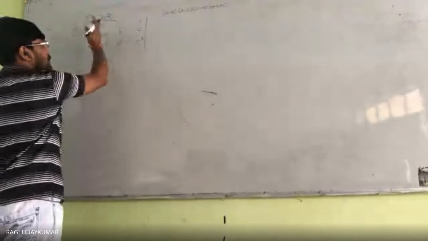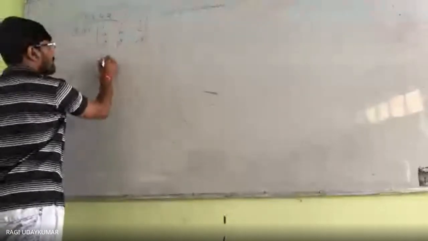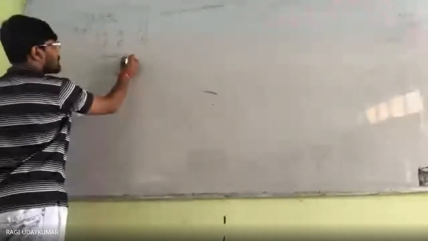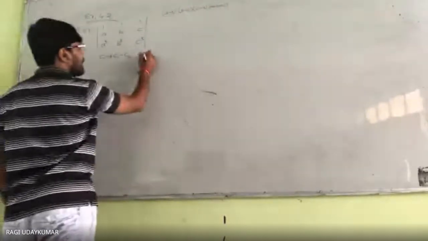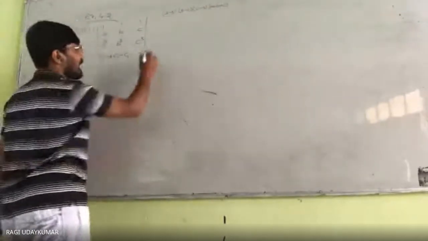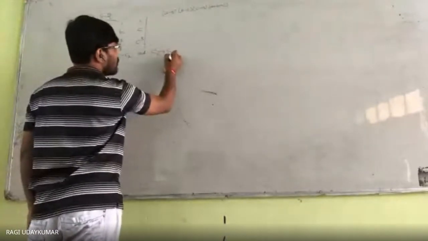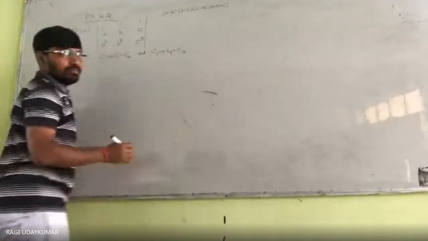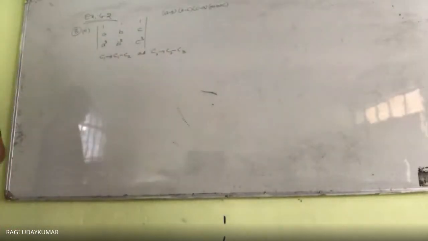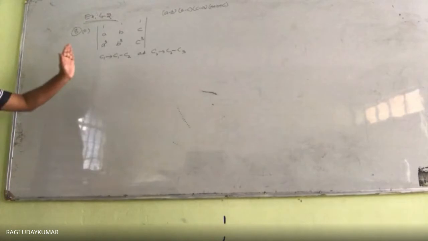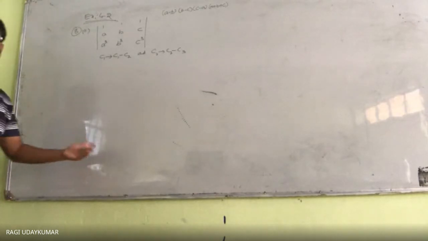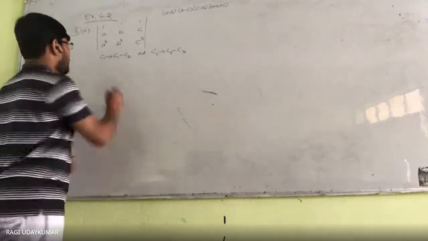A minus B, so column 1 tends to column 1 minus column 2, and column 2 tends to column 2 minus column 3. Whenever I apply these two transformations, the determinant value will not change. The value of the determinant will not change.